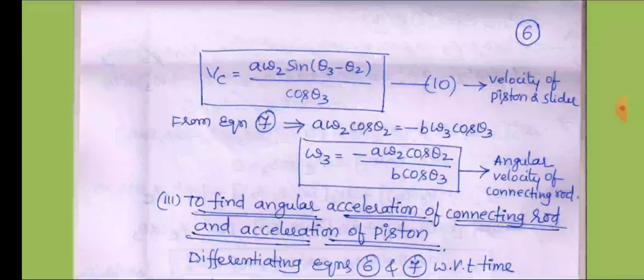Thereby I got Vc. What is Vc? It is the linear velocity of the slider, or simply the velocity of the slider, and omega 3, which is the angular velocity of the connecting rod. Mainly I should know the velocity of the slider and the velocity of the connecting rod, that is nothing but the angular velocity of the connecting rod, that is omega 3. I can calculate. That is our second part of the derivation.